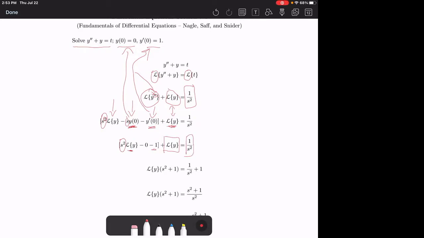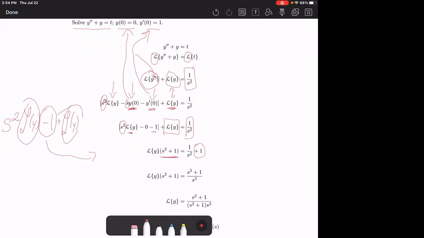Well, that becomes s squared Laplacian of y minus 1 plus Laplacian of y. We're just going to move that 1 to the right side of the equation. So that's how we get this plus 1 over here. And then we'll factor out the common Laplacian term to be left with s squared plus 1. We'll find a common denominator on the right, and then we will divide both sides by this s squared plus 1, trying to solve for what the Laplacian of y is.